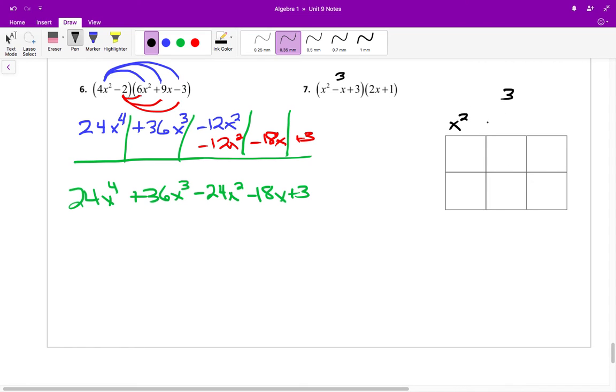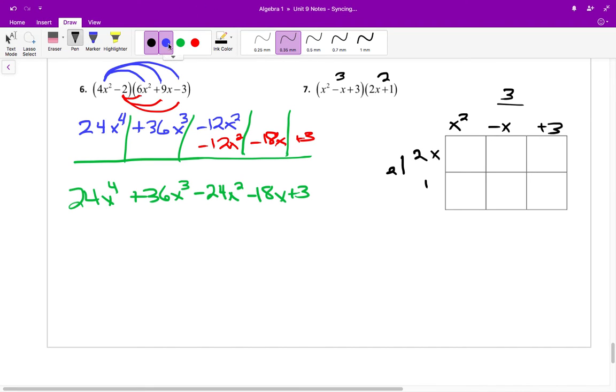X squared, minus x, and plus 3. Make sure the signs stay with them too. Now, the second one has two terms. So the 2x plus 1 goes where there are two spots for it. That way you can tell where everything goes.